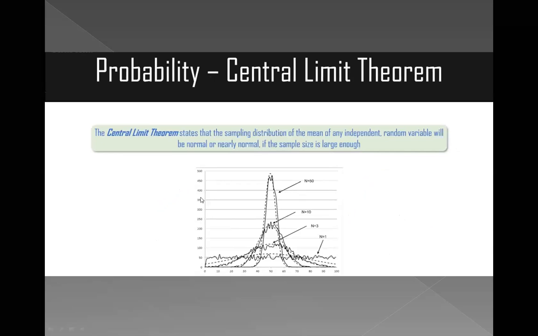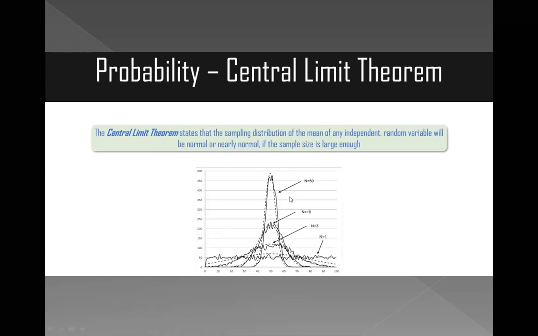And the central limit theorem states the following. What I am trying to conclude with this central limit theorem is that while we are doing the feature engineering process, we have to be concerned about this. That is why I elaborated on the central limit theorem here. It states that the sampling distribution of the mean of any independent data or random variable will be normal or nearly normal.